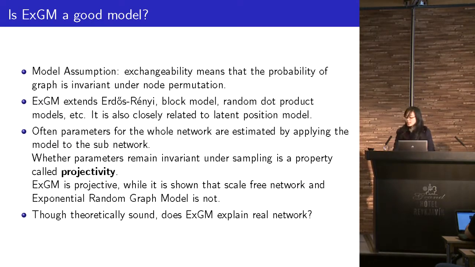So why are we interested in the exchangeable graph model? The keyword exchangeability means that the probability of the network is invariant under node permutation, which means we don't distinguish nodes by their labels. It provides some mathematical convenience we will see later. The exchangeable graph model is a very general model which extends the basic Erdős–Rényi model, block model, and random dot product model. It's also closely related to the latent position model. Anyway, it's just very general.